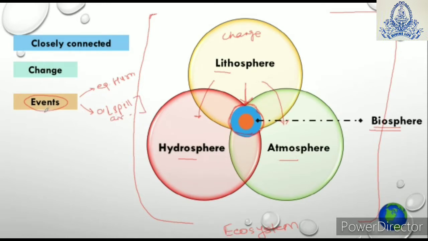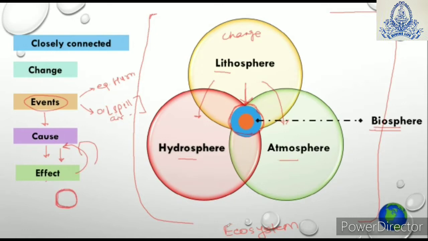Once these events have occurred, they will become cause. And each cause will have some effect in one or more spheres and again these effects will become cause for another events and then again those causes will have some effect. There is a cycle of cause and effect which is continuously going on within an ecosystem. Apart from this, these spheres are continuously interacting with each other in form of energy transfer and nutrient recycling, and this is done through this common area which is called biosphere. Basically, biosphere is using lithosphere, hydrosphere and atmosphere for energy transfer and nutrient recycling.